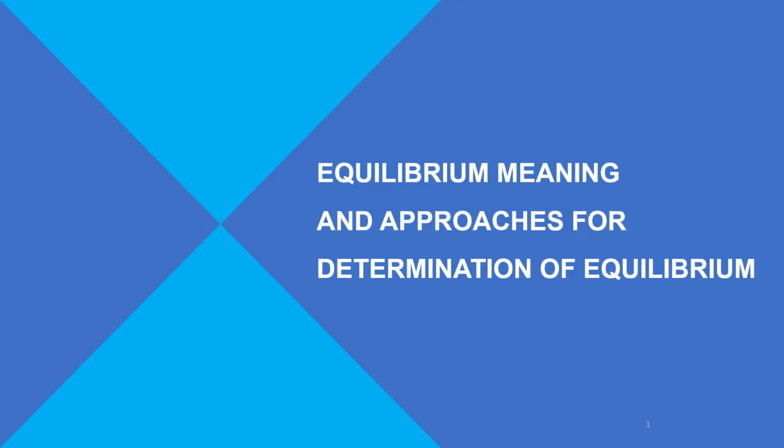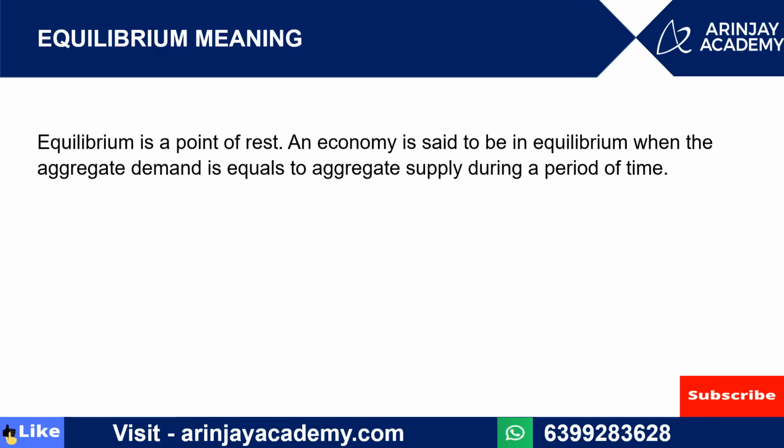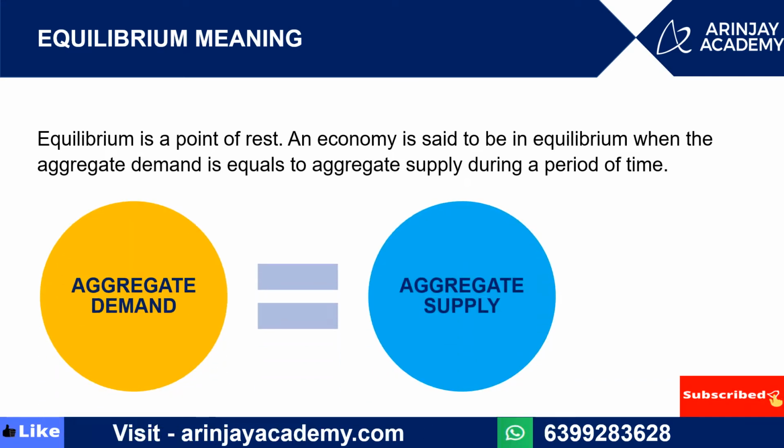So students, as we all know, equilibrium is basically a point of rest. It's a point where your economy is said to be at rest. So, an economy is said to be in equilibrium when the aggregate demand is equal to aggregate supply during a period of time. So, students, as per macroeconomics, right?